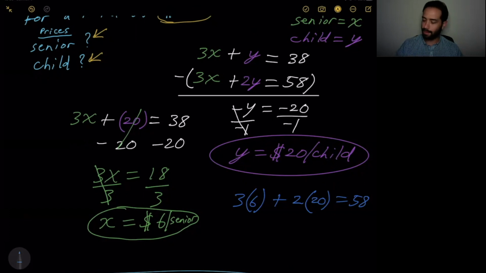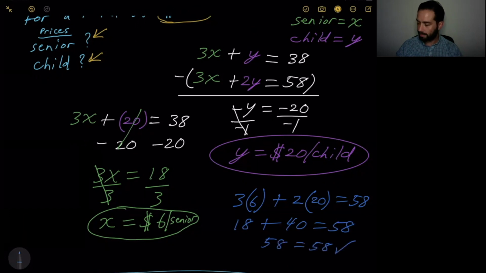All right, so we've got 3 times 6, because parentheses means multiplication. So we get 18 plus 2 times 20, that is 40, equals 58. What is 18 plus 40? Well, that is 58. 58 equals 58, and it checks out. Okay, so your final answer right here. Oh, bam. $20 child ticket, $6 senior ticket.